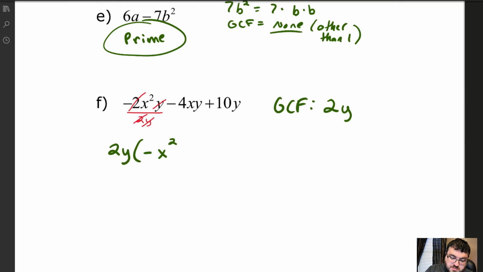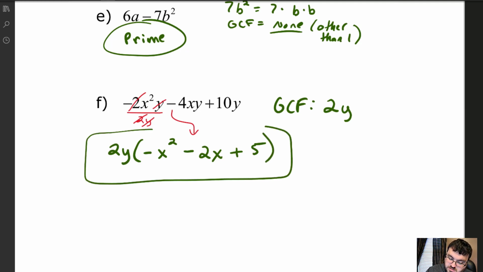And then I'm going to bring my negative sign that's right here straight down. And then I want to do the same thing for the next one. 2 and a y makes this 4 divided by 2 is 2. The y's cancel, but x is still there. And then last, bring that positive sign down. 10 divided by 2 is 5. The y's cancel out, so you'll get this. So this is factored with the positive GCF.